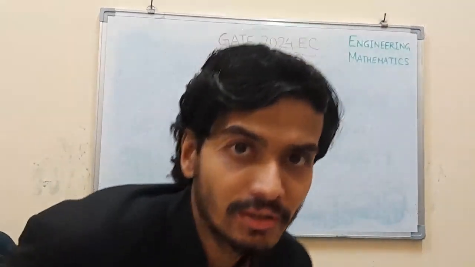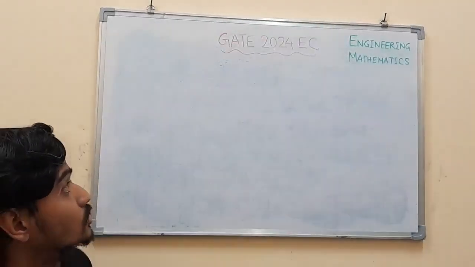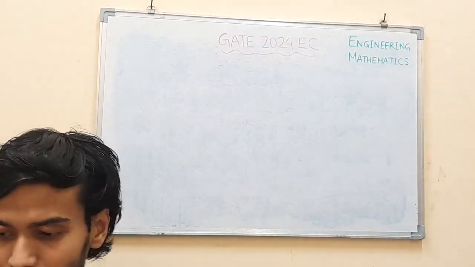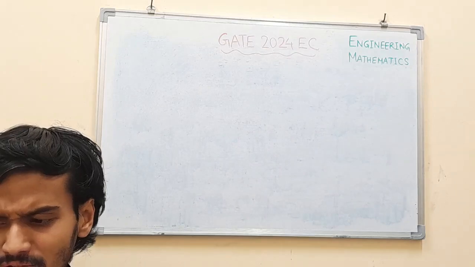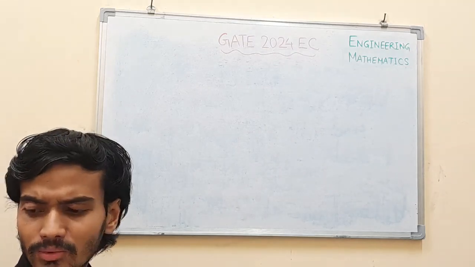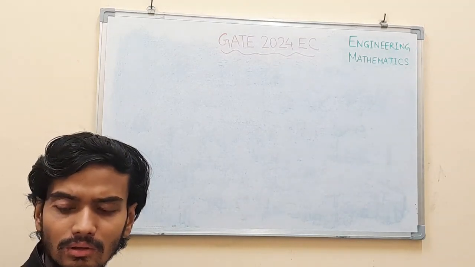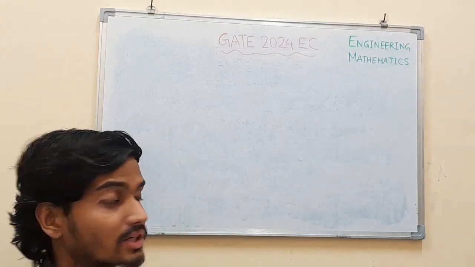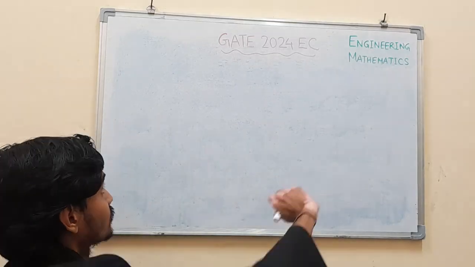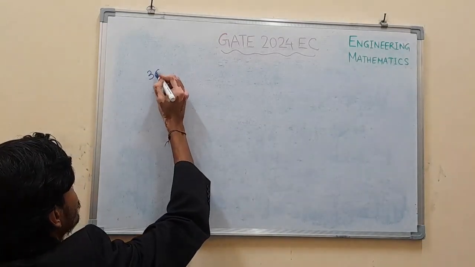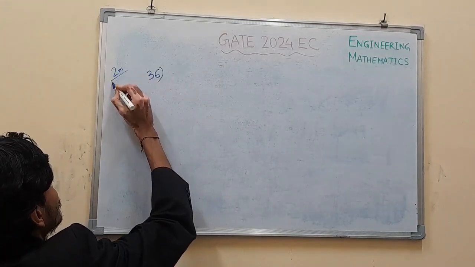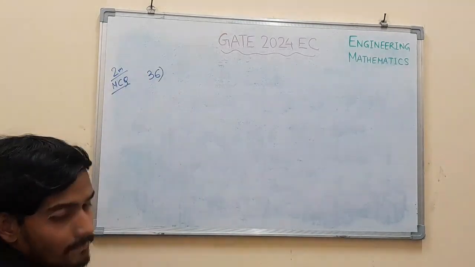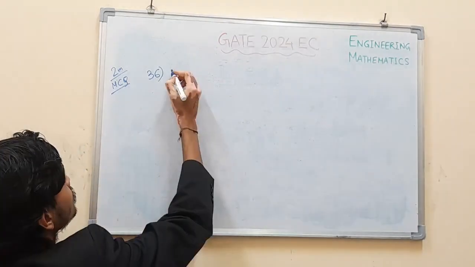Moving on to the next question. This is of day 22 easy solution on subject engineering mathematics. The next question is of 2 marks, MCQ type, from the subject engineering mathematics. Question number 36 in the master question paper of day 22 easy is as follows.